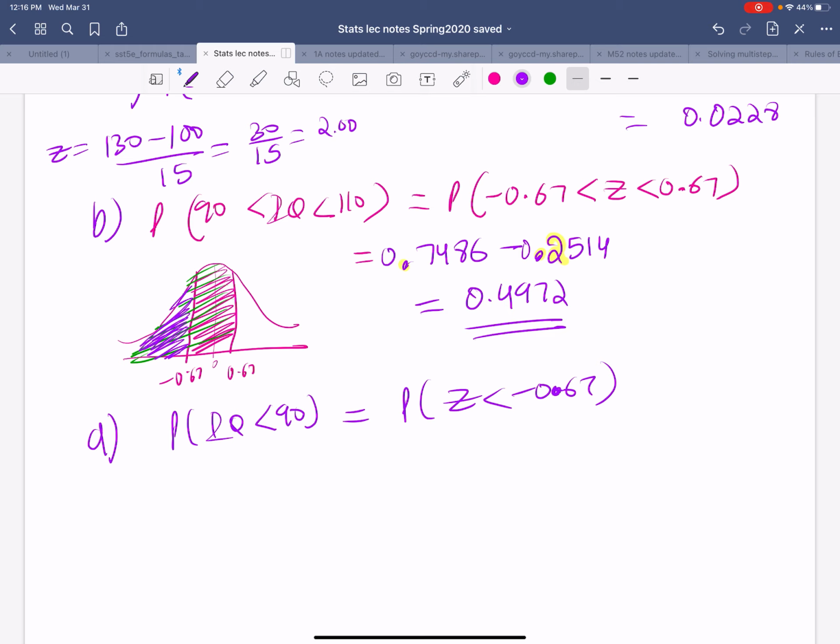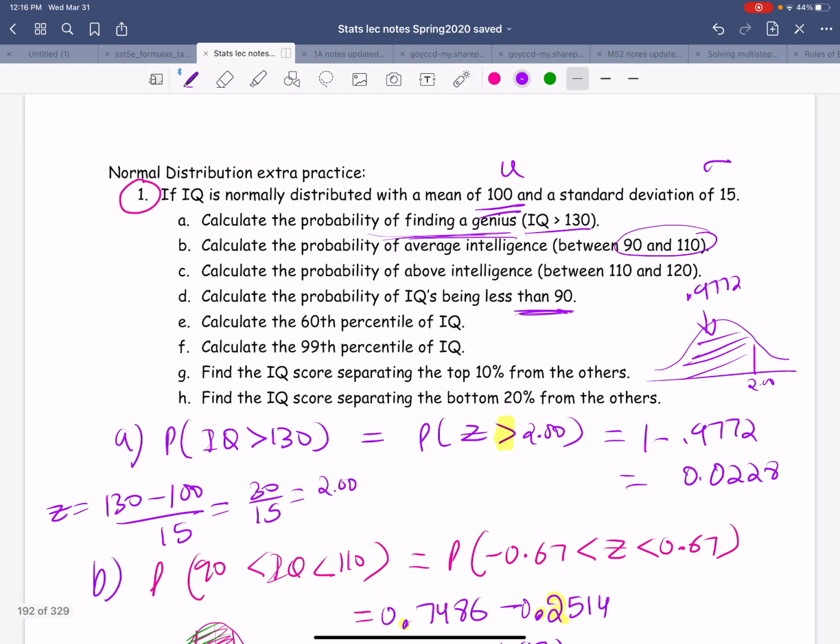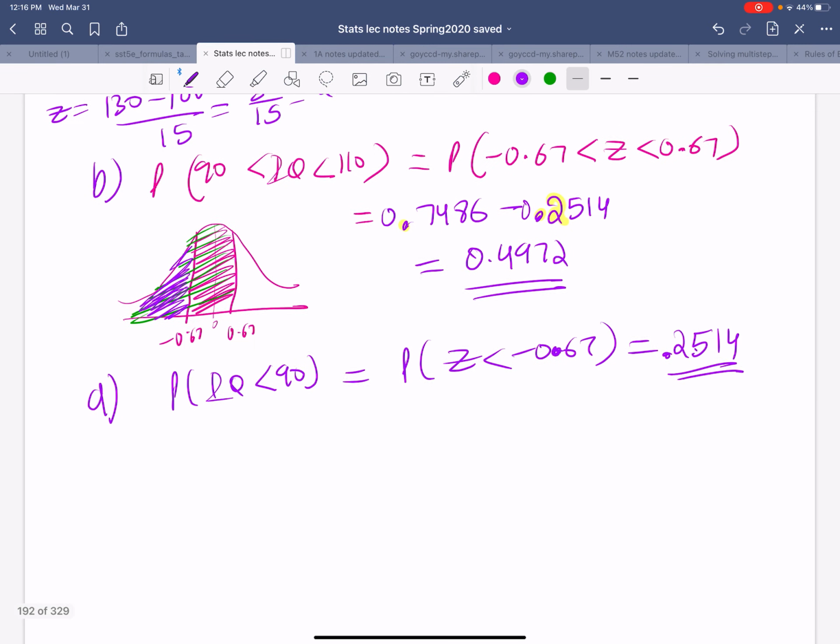So I converted the 90 into standard score, which is called z-score. And the z-score turns out to be negative 0.67. And I'm looking for area to the left, because we want to find the probability of finding somebody whose IQ is less than 90. And we just found this in the last problem. So 0.2514. I'm going to steal the answer from there because it's right there, 0.2514. So about 25% chances that you randomly select an individual and their IQ will be less than 90.